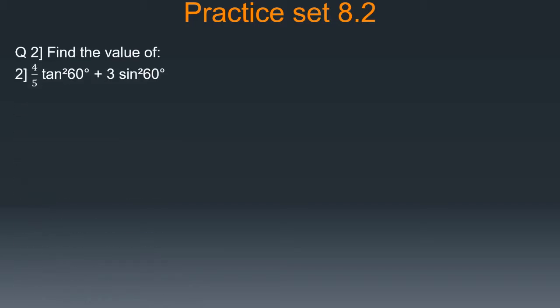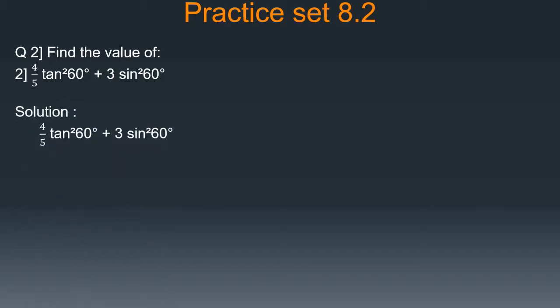Next question. 4 upon 5 tan square 60 degree plus 3 sin square 60 degree. Here also we are going to substitute the values from the table. We are only going to take their squares because in the question they have asked us to find out tan square 60 and sin square 60. So we are going to write the values of tan 60 and sin 60 and take out their squares.